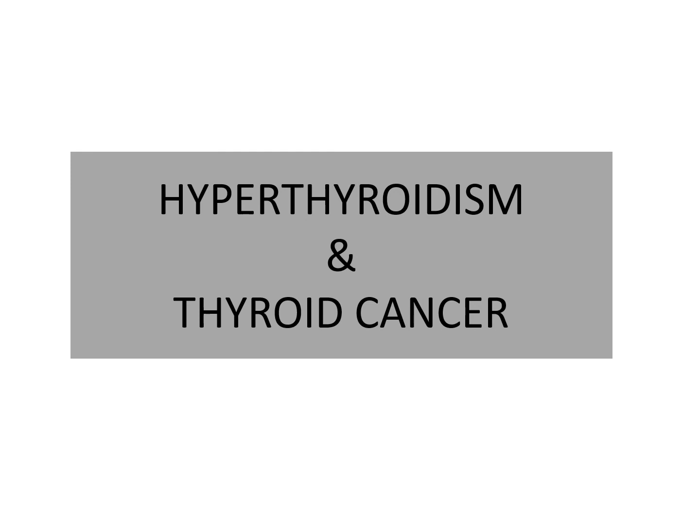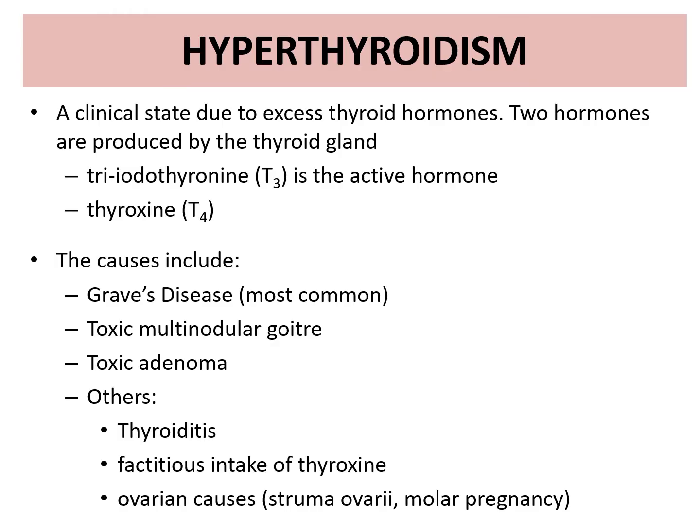So we're going to move to our first disease, which is hyperthyroidism and thyroid cancer. It is a clinical state due to excess thyroid hormone. There are two hormones produced by the thyroid gland: one is T3, the active hormone, as well as thyroxine, T4. The causes of excess thyroid hormone include Graves' disease, toxic multinodular goiter, toxic adenoma, as well as others.